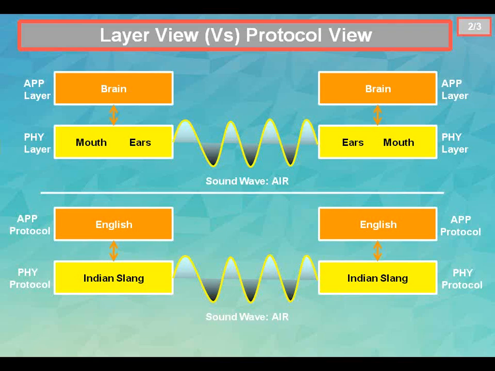So in the protocol view, if any protocol is not working, the entire communication will go for a toss. The other guy knows English, but if he doesn't understand Indian slang, it's gone for a toss. You have generated English sentences speaking in Indian slang, but if the other guy can't pick up Indian slang, knowing English is useless. So in layers and protocols, all the protocols at all the components should work to make sure the communication is complete. You got it?